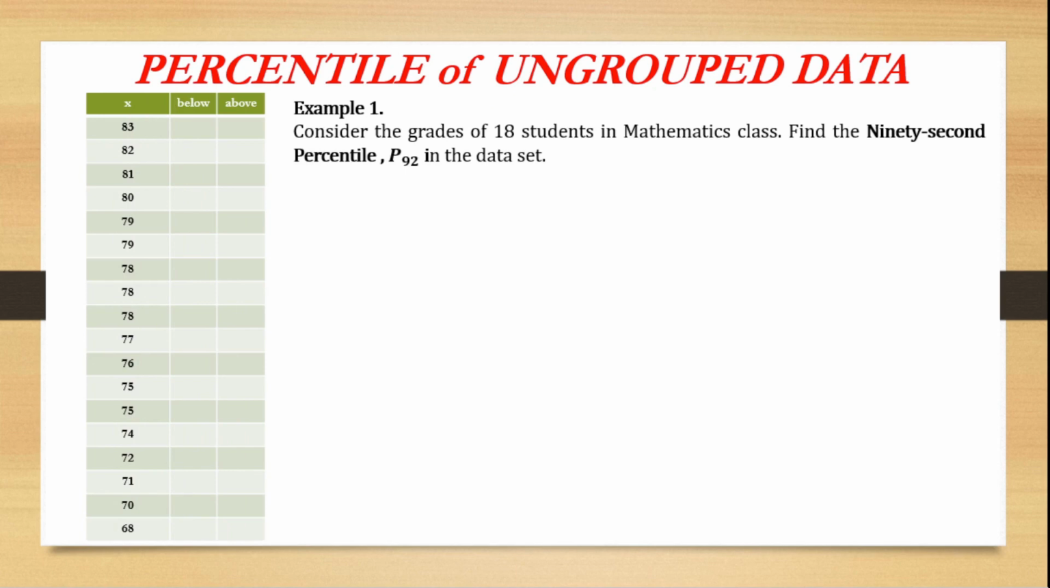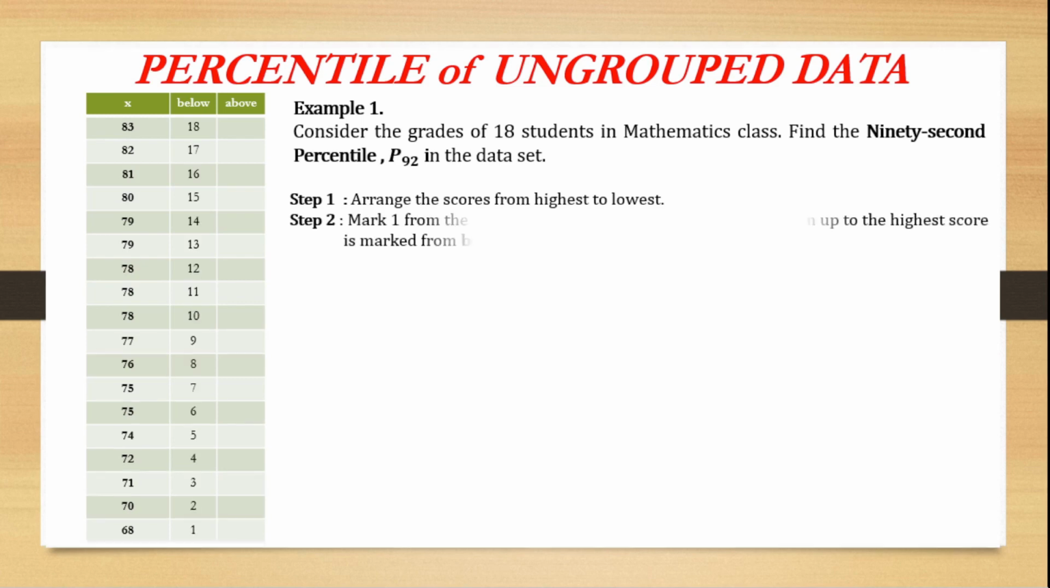Example number 1. Consider the grades of 18 students in mathematics class. Find the 92nd percentile or P sub 92 in the data set. Step 1, arrange the scores from highest to lowest. Step 2, mark 1 from the lowest score, 2 the second lowest score, and so on up to the highest score is marked from below.